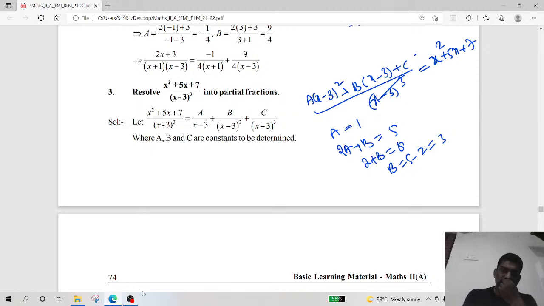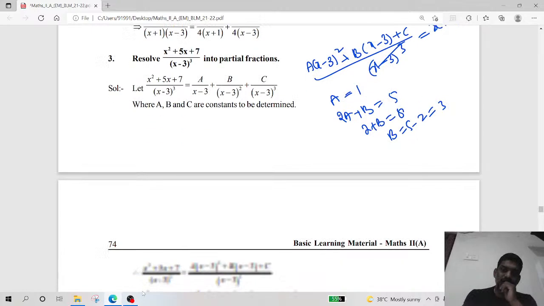The x coefficient is 5 on that side. On this side, the x coefficient is 2a plus b only. The a value we already got is 1.